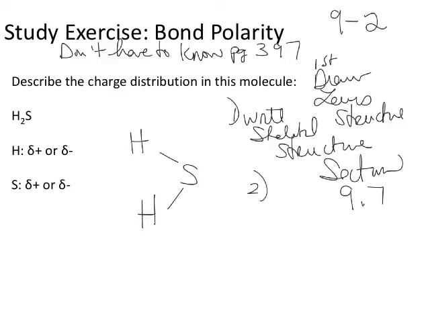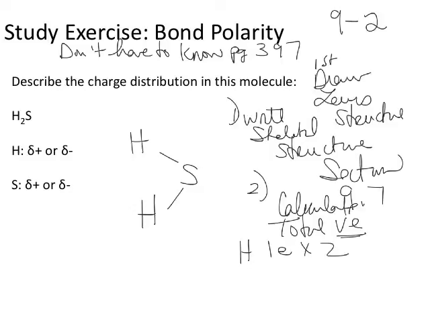Okay, the second thing you're going to do is calculate your total valence electrons for the whole molecule. So hydrogen has 1 valence electron, and there's 2 hydrogens in this molecule. Okay, so hydrogen's in group 1, so it has 1 valence electron. Sulfur is in group 6, it has 6 valence electrons. There's only 1 sulfur. So the total here is 8 valence electrons. So then when you put these in, each bond is going to be 2 plus the other 2, so that's 4.